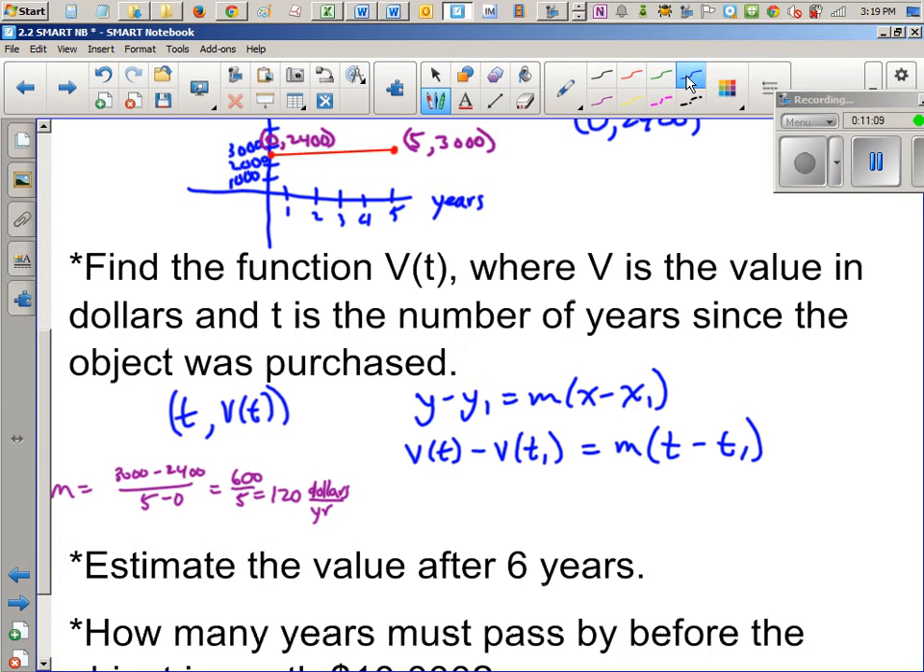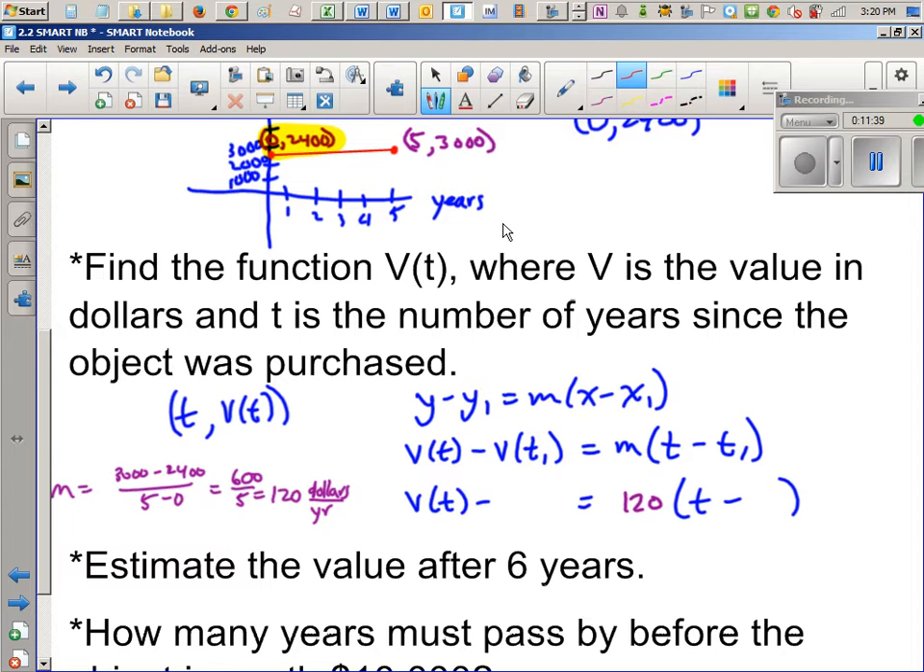So let's go back now and fill this in. So we have v of t minus, and then we just found this slope was 120 times t minus. Now as for the t1 and the v of t1, we can use either data point. I suggest we use the 2400 and the 0, stealing that from this point right here. So you're just going to use either the 0, 2400 or the 5, 3000. I'm voting on the first one.